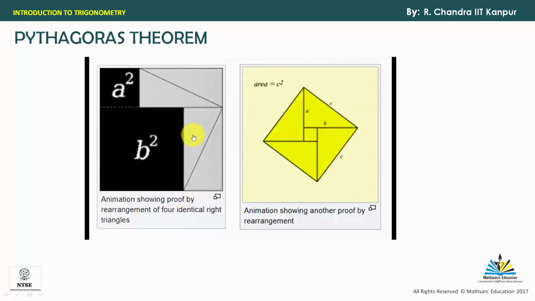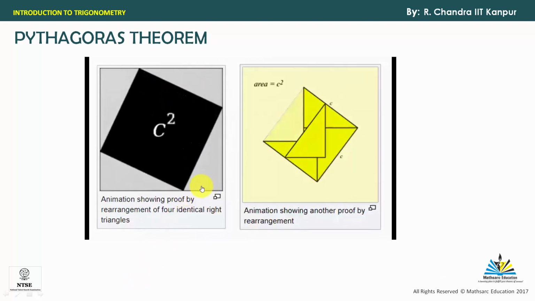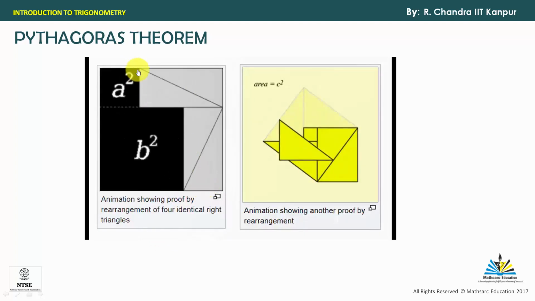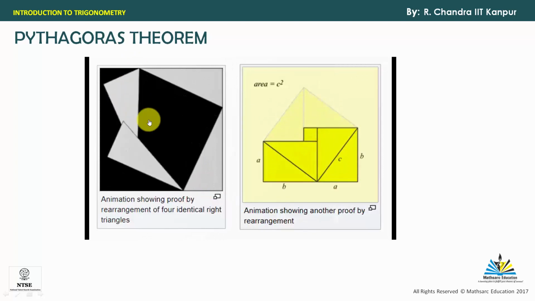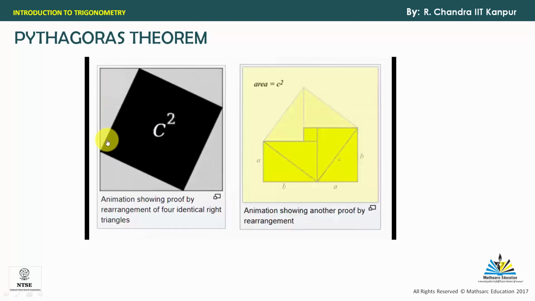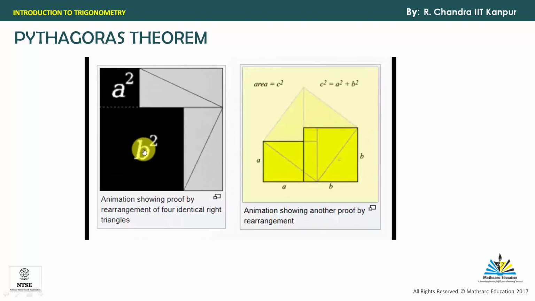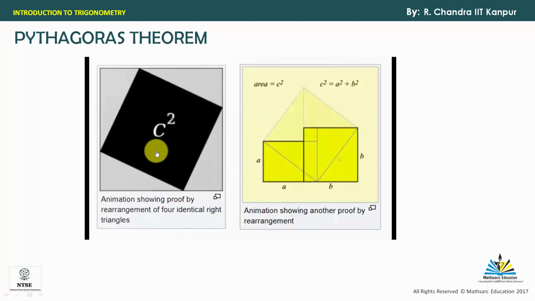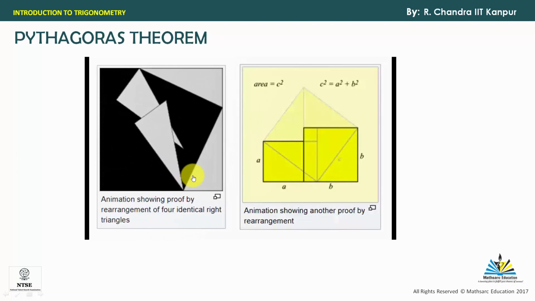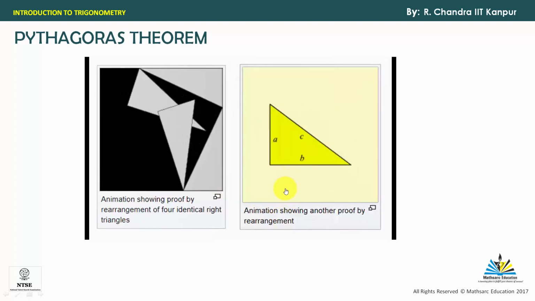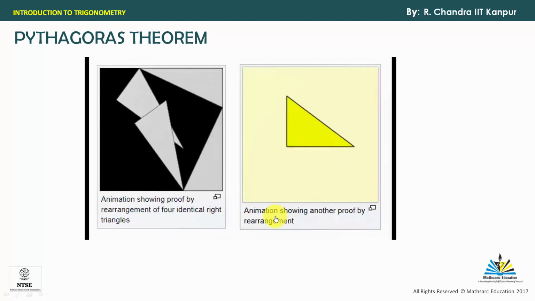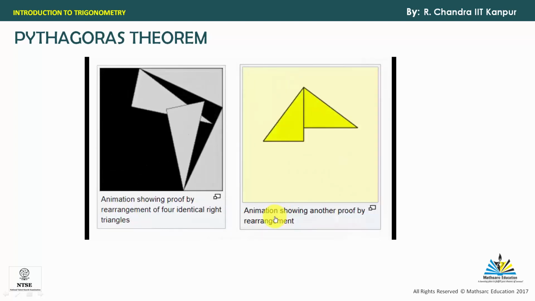As you can see, these are four identical right angle triangles. So this is A, hence it becomes A square, and this length is B, so this is B square plus A square, and this vacant area is equal to C square. And here we have again another geometry ABC, as you can see. Watch it closely.